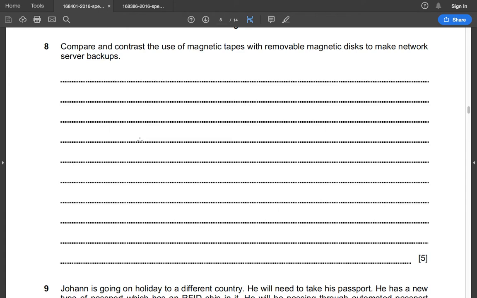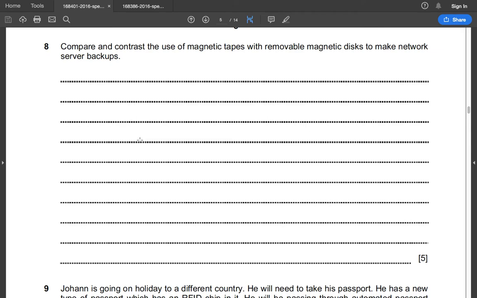Compare and contrast the use of magnetic tapes with removable magnetic disks to make network server backups. So magnetic tapes are better because they are much cheaper, whereas magnetic disks are much more expensive. Magnetic tapes, since they are attached to a computer, may not get lost very easily, whereas magnetic disks may get lost. How to say five reasons? So we've given four already, and one more is, you have to say something good about removable magnetic disks.